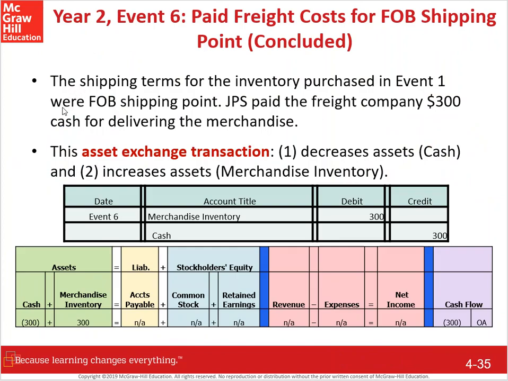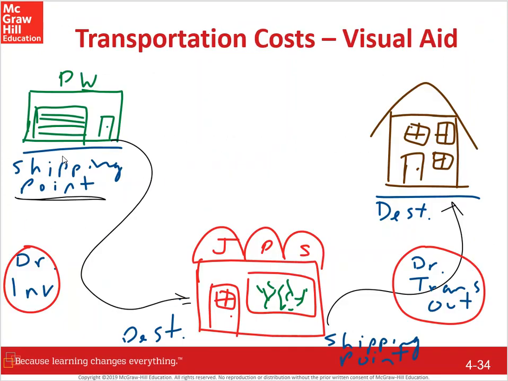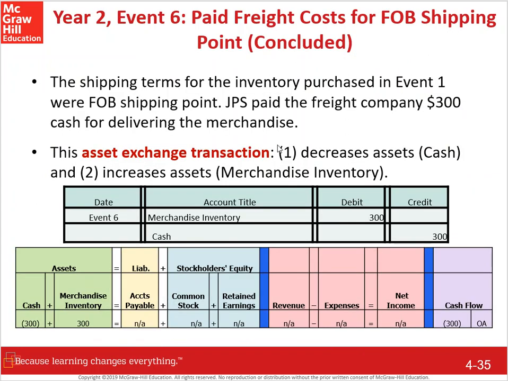So they tell us that the shipping terms for the inventory purchase back in event one was FOB shipping point. So FOB, so it's free at the shipping point, therefore June's plant shop, the destination, has to pay. And then sure enough, they tell us that JPS paid the freight company. Well, that's nice to know now, but on other problems, they're not going to tell you who pays. They're going to tell you that the responsible party paid the freight company, and you'll have to be able to figure out if that's you or someone else. So in this case, they tell us JPS paid the freight company $300 cash.